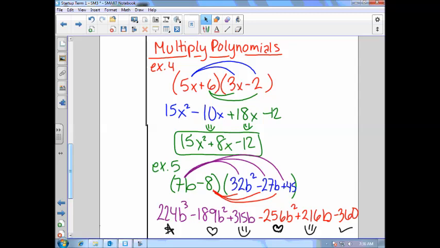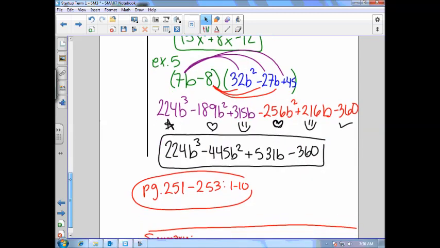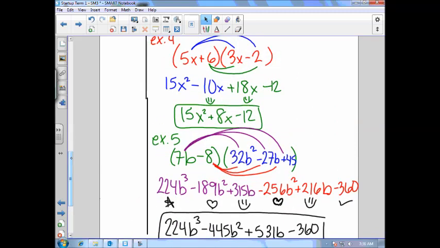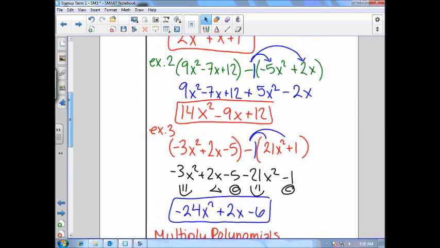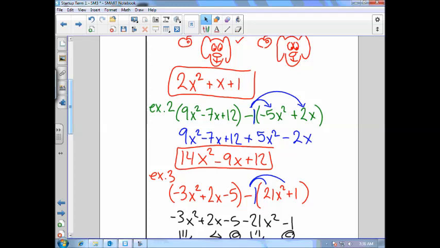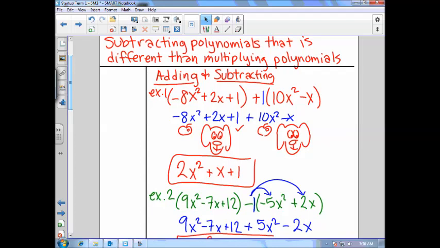Right here. After we distribute, what do we do with all these terms? 15x squared minus 10x plus 18x minus 12. Add like terms. So then it goes back to an addition problem. Okay? So every problem results in adding like terms at the end. But multiplication, we have to do distribution twice. Subtraction, we have a single distribution, distributing the negative one in. And adding, there's no distribution. And they all add like terms.